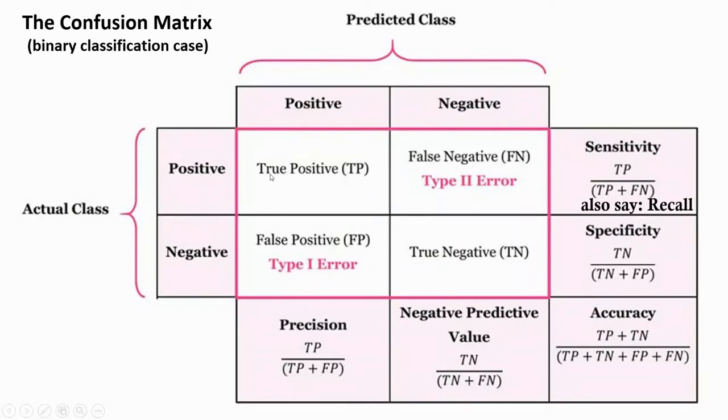Your machine predicted how many positive values? True positive plus false positive. And how many of them are actually positive? The true positive ones. So what is your precision? True positive divided by the predicted number of positives.